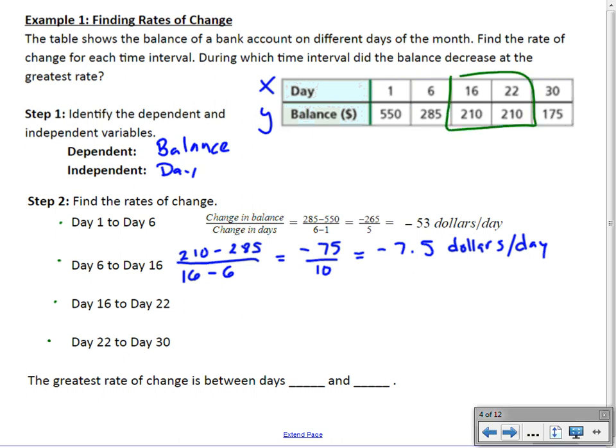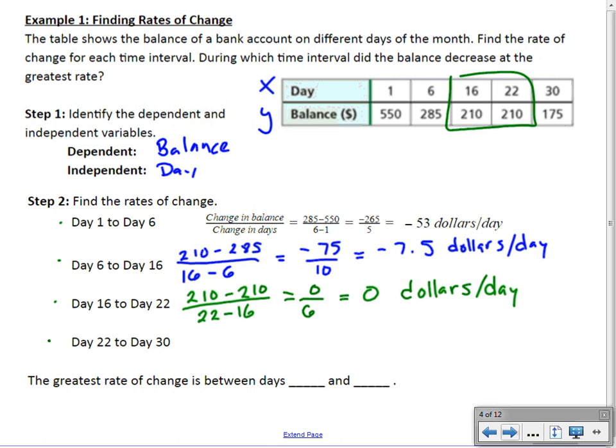Okay, so again, we're going to do the difference in our y values, so 210 minus 210, divided by the difference in the days, so 22 minus 16. Now here we get 0 over 6, which is just 0. So that means we are spending $0, or not days per dollars, $0 per day. And that makes sense because if you look at our table, on day 16 we had $210, and on day 22 we still had $210. So we're not spending any money between those days.